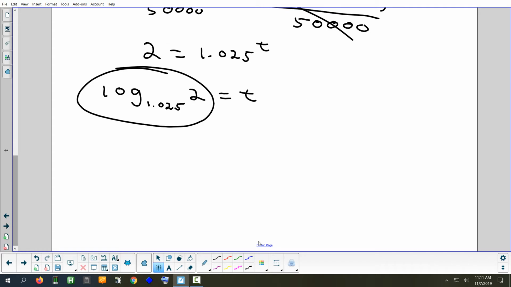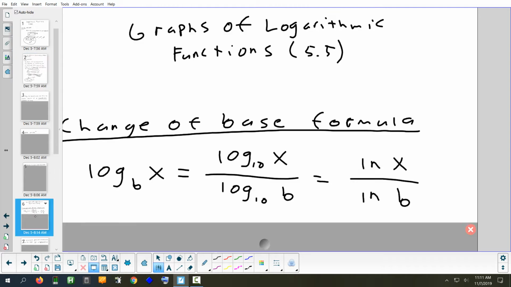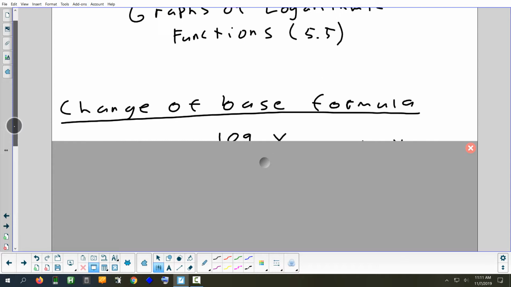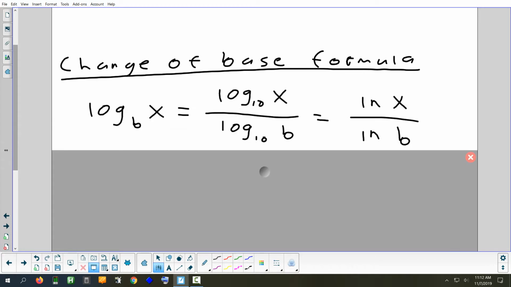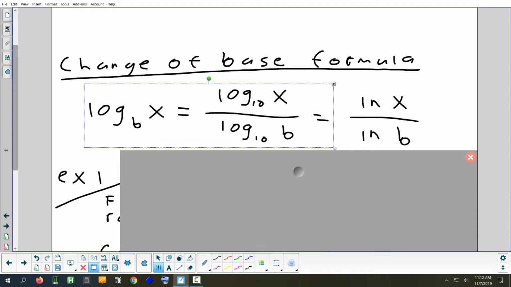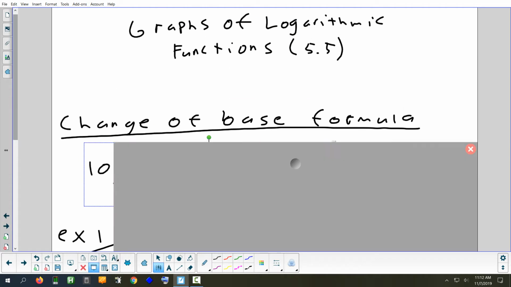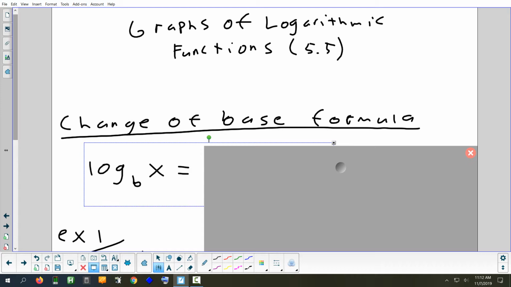I'm going to show you how to type that in. The way we type that in is to use what's called the change of base formula. So change of base formula basically says if you want to take the log with a certain base and a certain argument, there's actually two ways to do it. They come out exactly the same. You can do it with common log, or you can do it with natural log. You can do it either way.